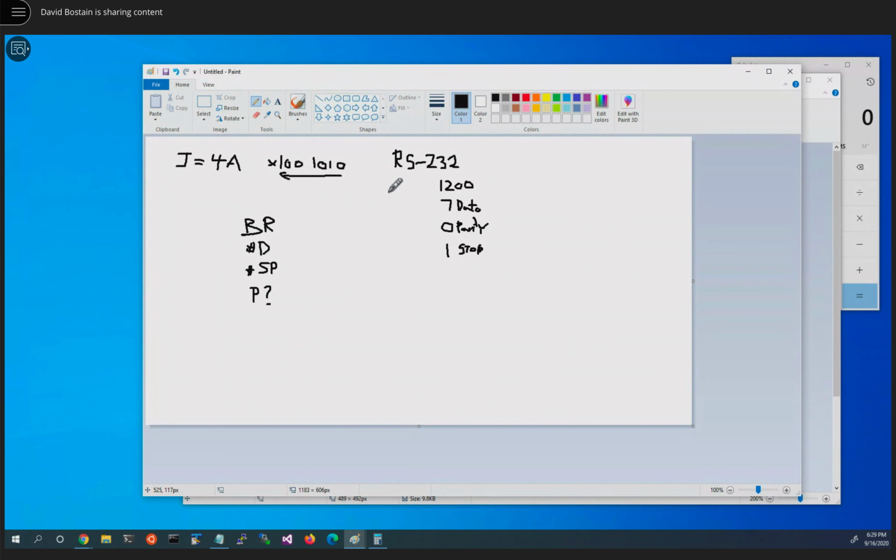I think the next topic we shall talk about tonight is going to be the IEEE 754 floating point standard.